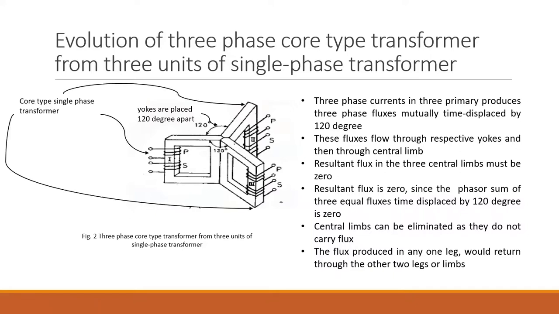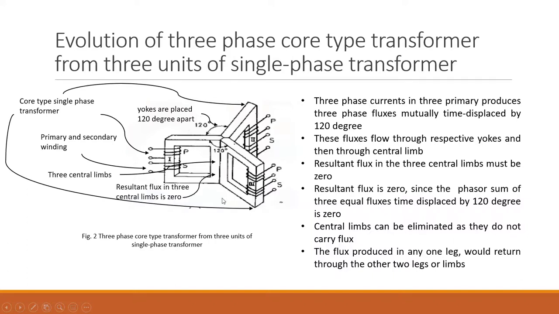You could see here that this is basically the core of transformer 1, 2, 3, and this will be called the central limb, because there are 3 central limbs. That's why we are calling it 3 central limbs. And for the windings, the P stands for the primary winding, the S stands for the secondary winding. So each transformer will have primary as well as secondary winding. That is shown in this figure.